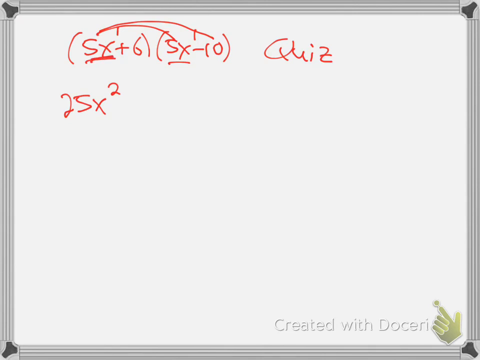Now, 5x goes to minus 10. Minus 50x. He's done now. He's went to both, right? He's visited both of the other two. Now the plus 6 goes to both. Plus 30x minus 60.